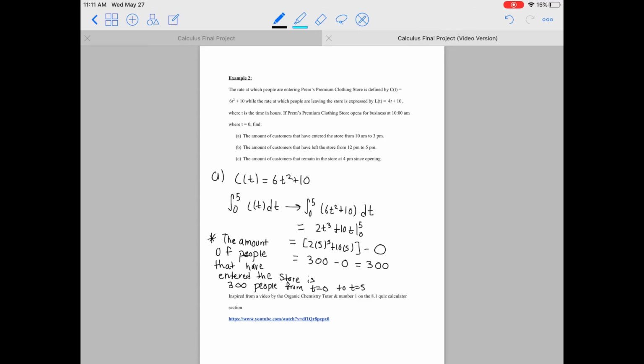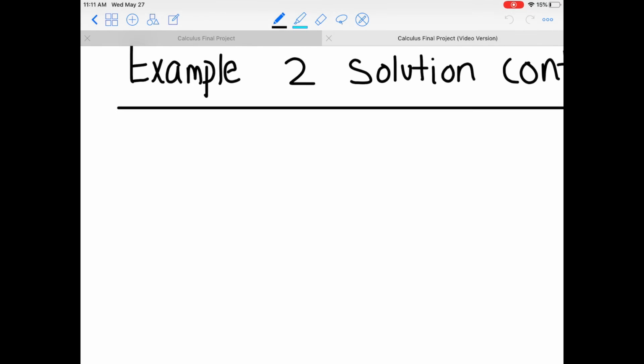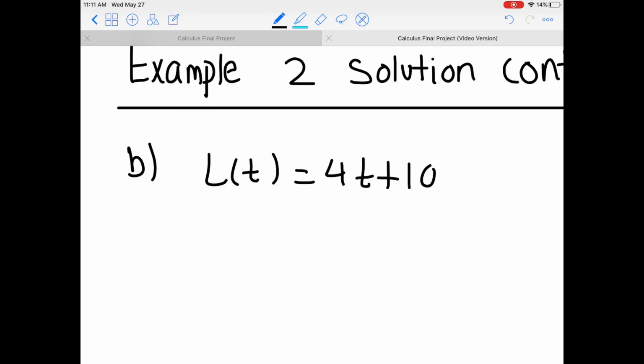Next, for part B, it asks the amount of customers that have left the store from 12 p.m. to 5 p.m. For part B, we are also going to use the same process we used in part A, except we will be using the second function, which gives us the rate at which people are leaving the store. So L of t is equal to 4t plus 10. Next, we would go on to set up the integral.